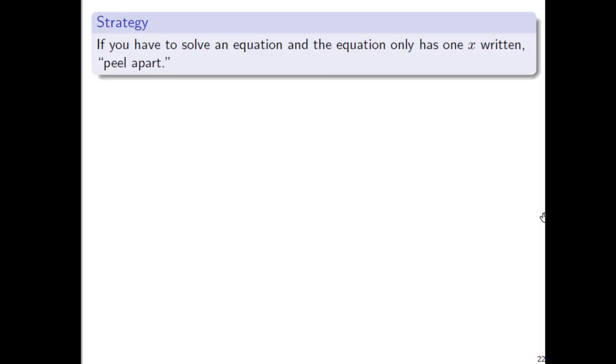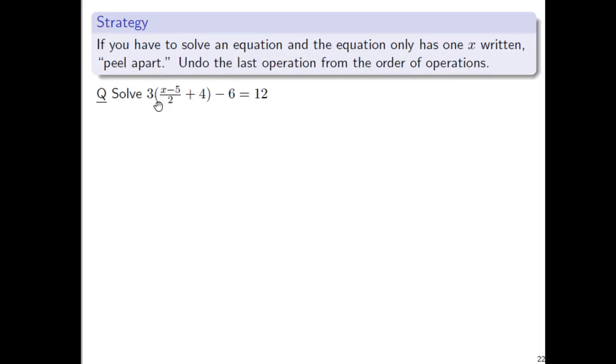Okay, here's a strategy to solve an equation if an equation only has the variable written once. Just peel apart. That is, undo the last operation you see from the order of operations. So take a look here. In this equation, x is only written in one place.